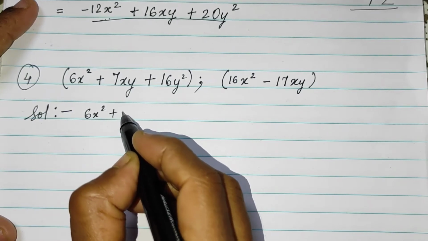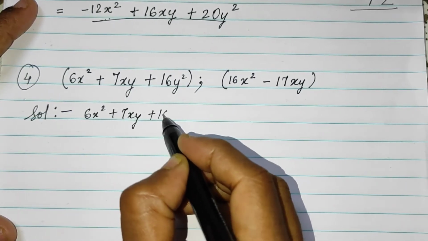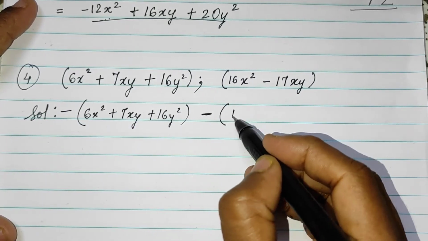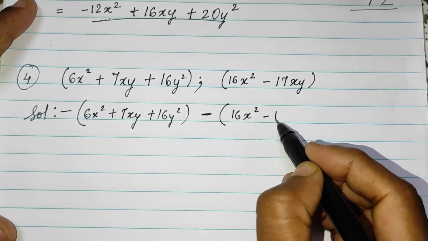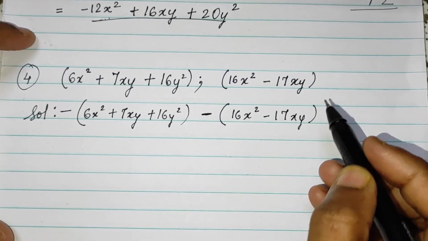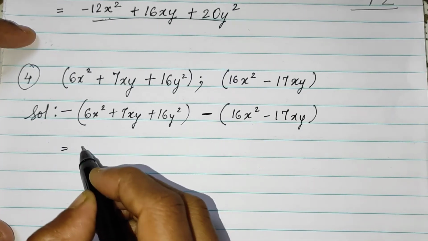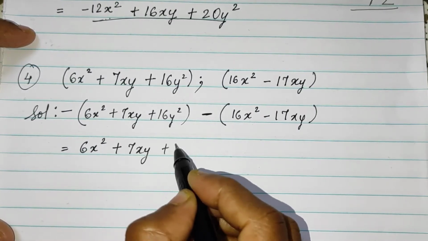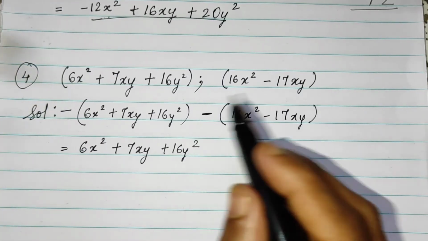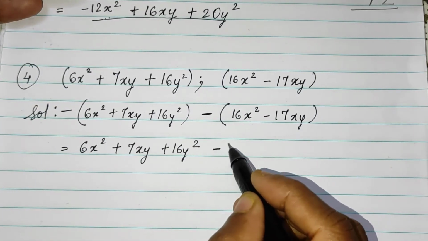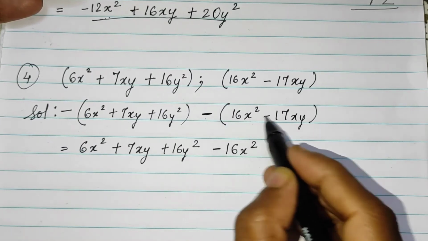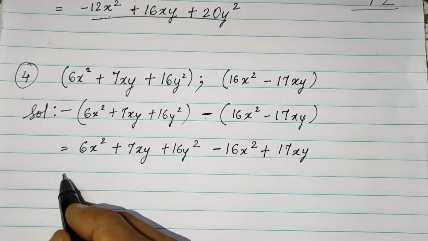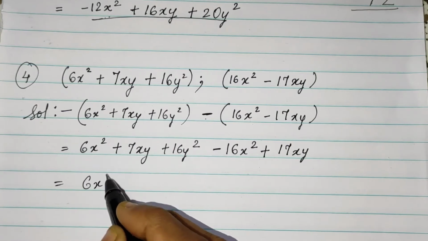Again copy down your first term, then show minus, and then 16x square minus 17xy. So now the first term will be as it is. Second term, minus into plus minus, minus into minus plus. Okay, so write down all the like terms together.